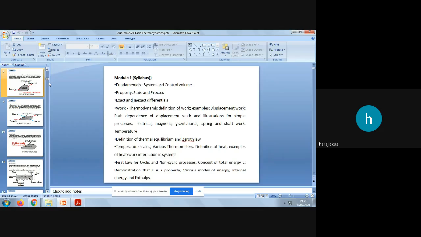So that is the zeroth law of thermodynamics. Okay, I think you have understood the concept. Then temperature scale means how you will define this temperature.